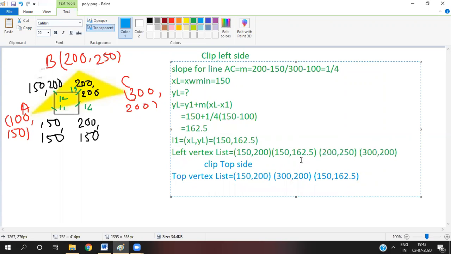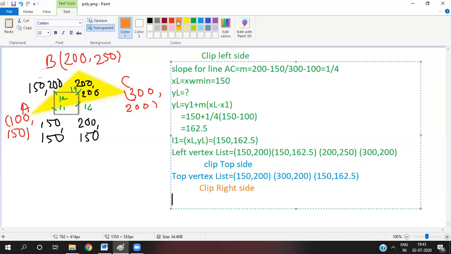Now move ahead to the right-hand side. Clip the right side portion now. There is nothing at the bottom to clip. If you observe, below the window nothing is there, so no need to clip for the bottom side. So clip the right side. Here you will get the I4 point, so we need to calculate the I4 point.